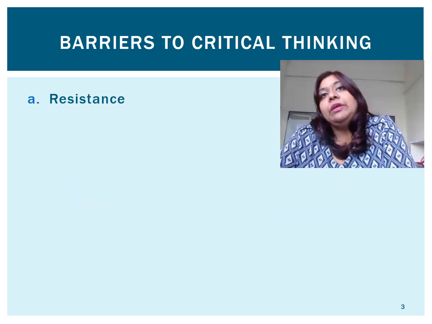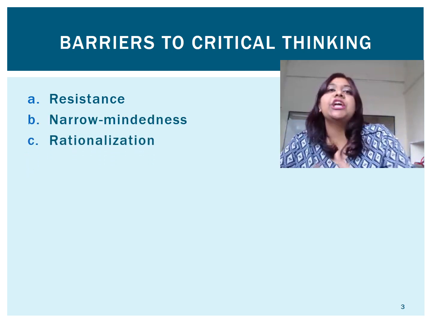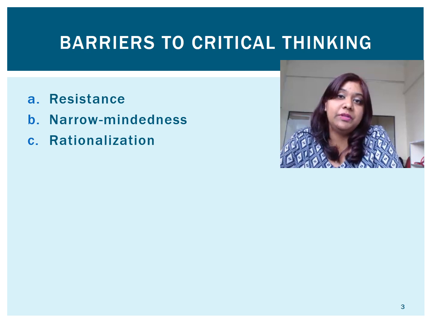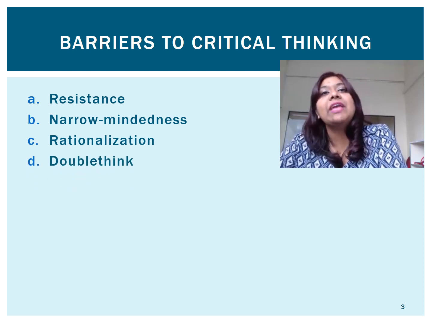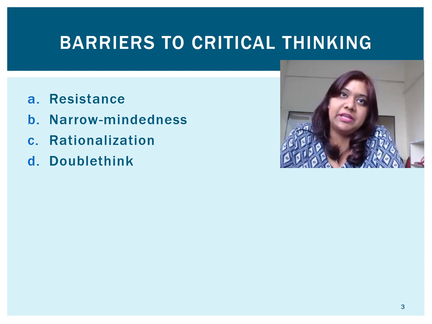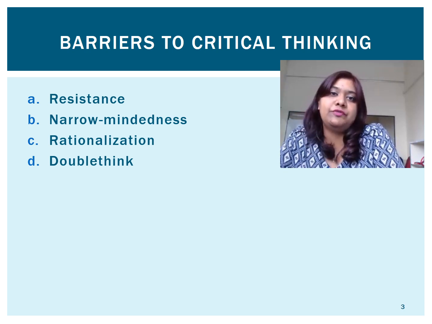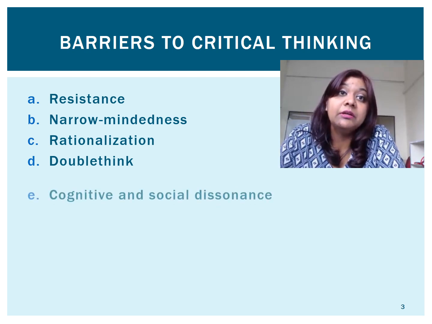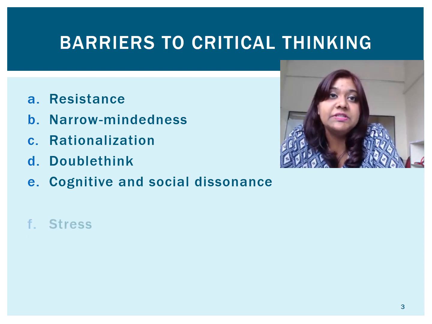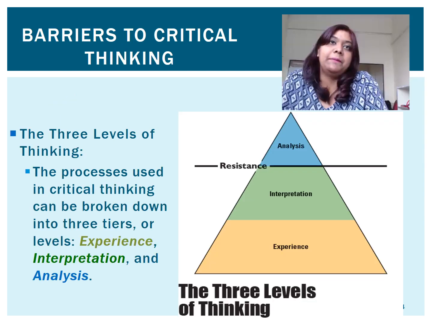So looking at this, you can see that we basically have 6 general barriers that prevent us from thinking critically. One of them is resistance, which consists of 8 different types of resistance that can happen. Narrow-mindedness, 5 different versions of narrow-mindedness, rationalization, doublethink, cognitive and social dissonance, as well as stress. So let's look at these one by one.